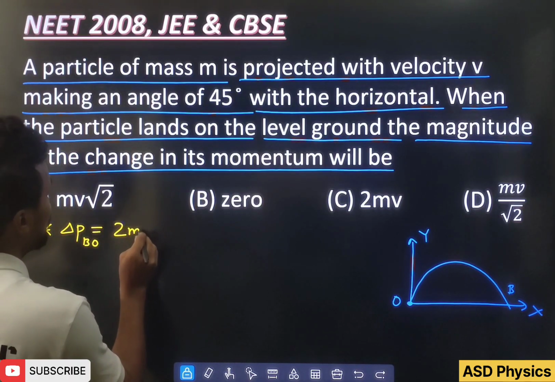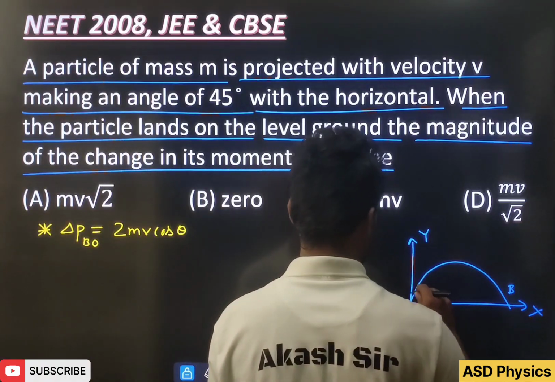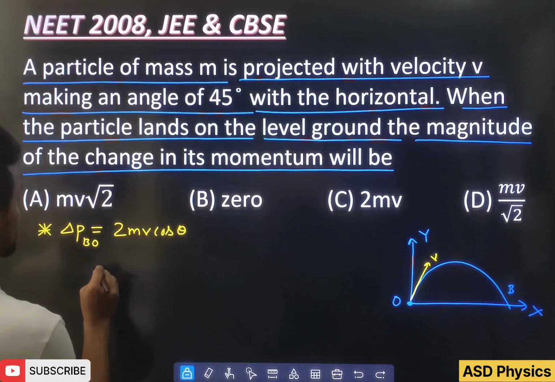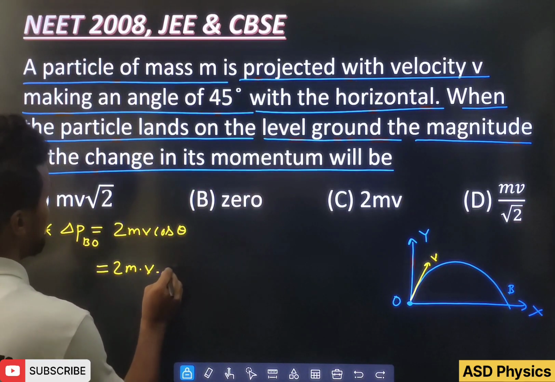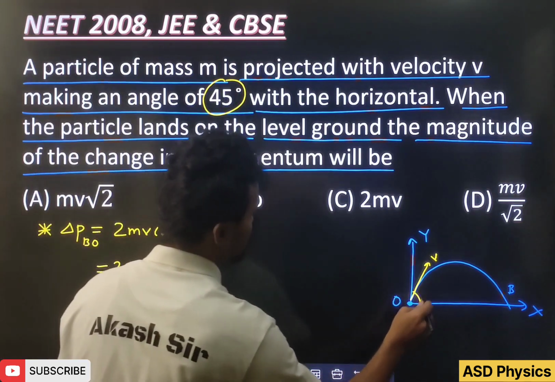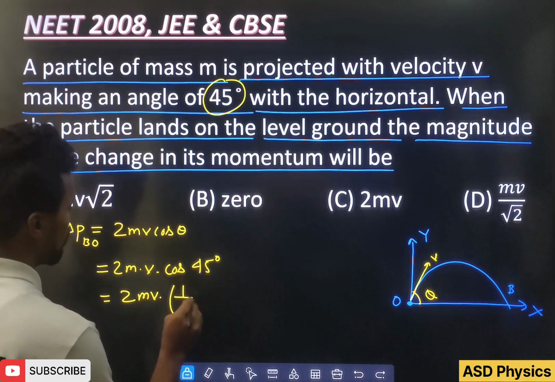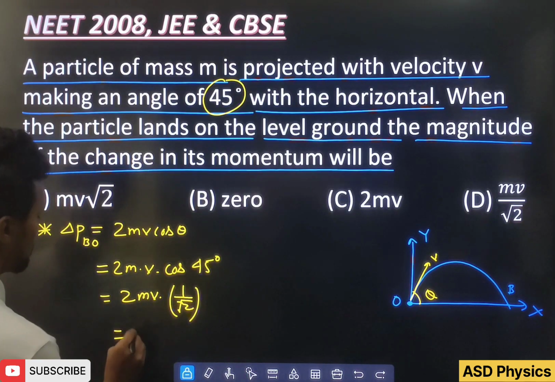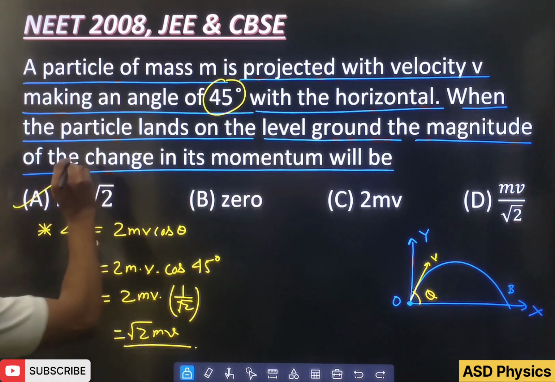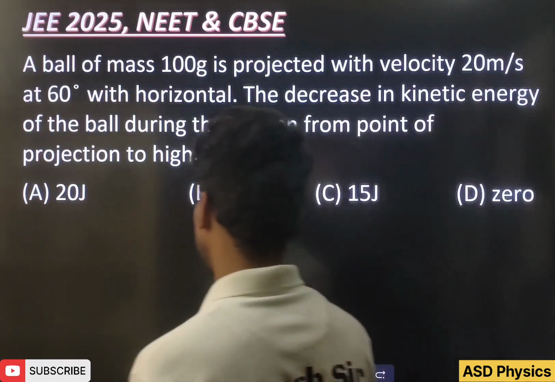Direct formula is there: 2 mv cos theta. Okay, I have taught in the first video here. 2 mv cos theta, where m is the mass of the ball and v is the projection velocity. So 2 mv, what is the projection angle? What is given here? The 45 degree. Okay, cos 45 degree. This is the projection angle. So cos 45, how much here? 1 by root 2. So when you simplify this, it will come here root 2 mv. What is coming here, students? Here root 2 mv. The correct option is here. Option A is the answer here. Great.